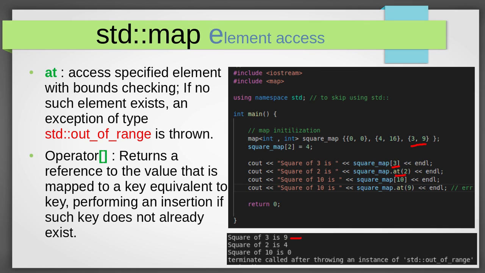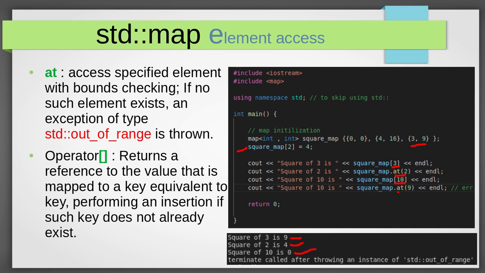At this line, I'm trying to access the key 2 using the keyword at, and 2 does exist in the map because I added it here. This is why here it prints square of 2 is 4. In this line, I'm trying to access the key 10, which does not exist in the map. In this case, a new pair is inserted into the map with the key equal 10 and a default value, which is 0. This is why square of 10 is 0 is printed.